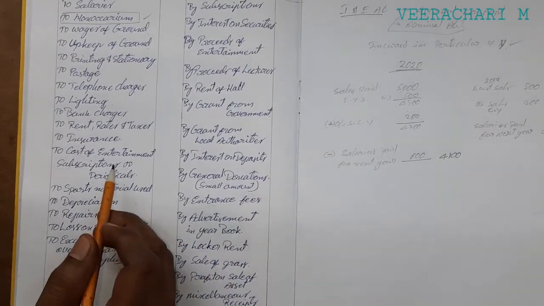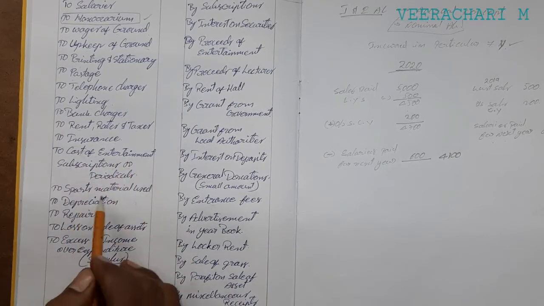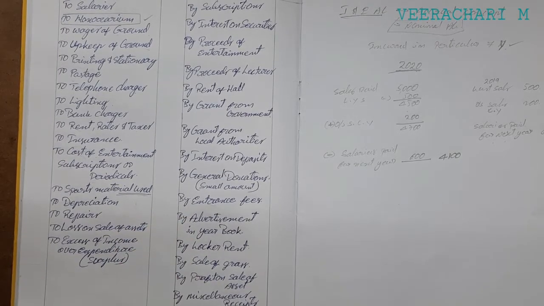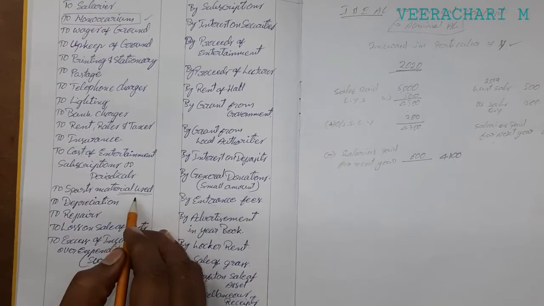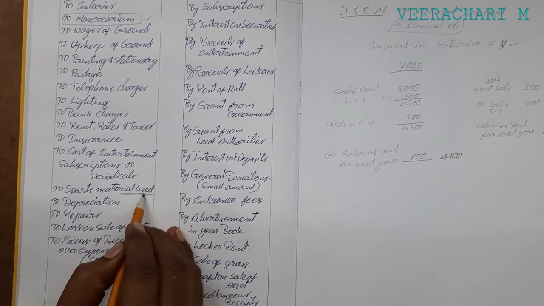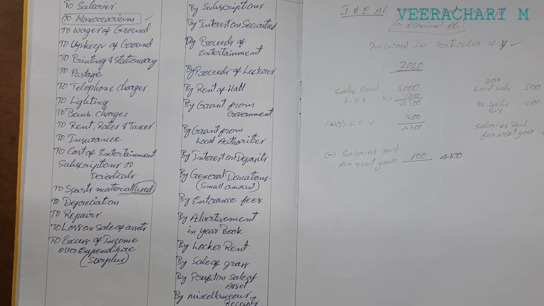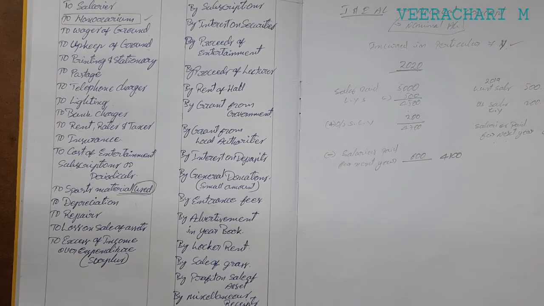Are there any new terms? There is a cost of entertainment. Next is sports material used only. Here it is clearly mentioned that sports material used. Remember this word, sports material used. Not purchased, not paid, and not opening or closing stock of material. It is only used material. What is the material we should use? Either sports material or any type of material goods.